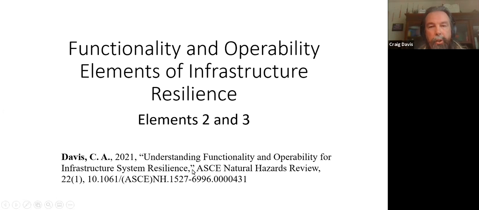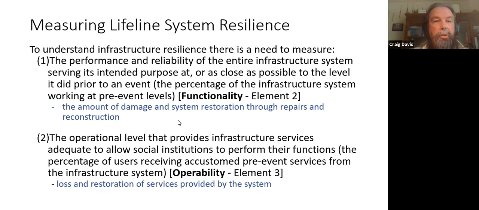I refer you here to more detail that you can get on this in a paper that has recently been released. It won't be formally published until 2021, but it's titled Understanding Functionality and Operability for Infrastructure System Resilience. It's actually currently available online. If you look up the Natural Hazards Review, you can find that in its current, it will be in the next release, which will be in February. So what we need to do is measure Lifeline system resilience by looking at functionality and operability.